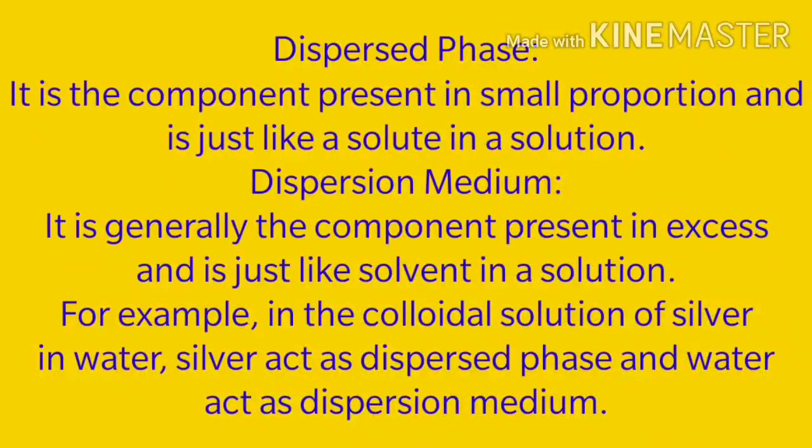It is the component present in a small proportion and is just like a solute in a solution. And the second is the dispersion medium. It is generally the component present in excess and is just like a solvent in a solution. So we can take one example in which a solution of silver in water is prepared. So the silver is the dispersed phase and the water is the dispersion medium.